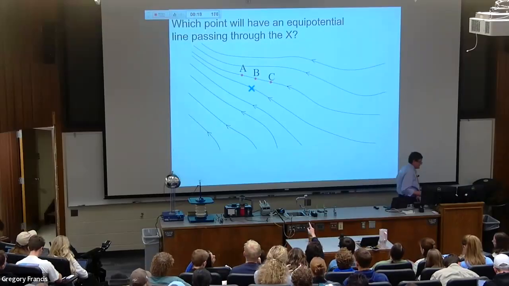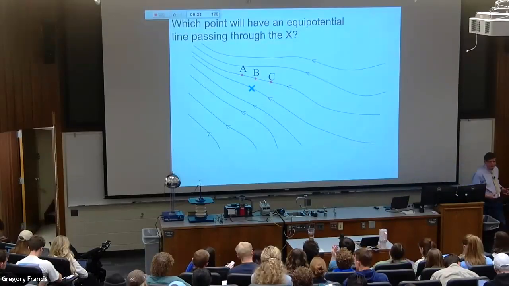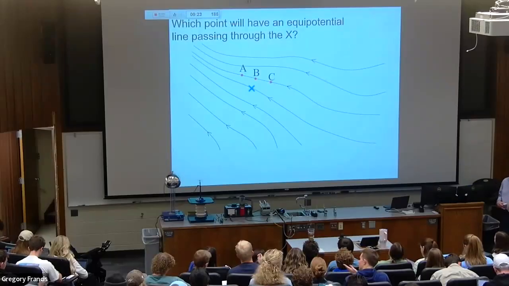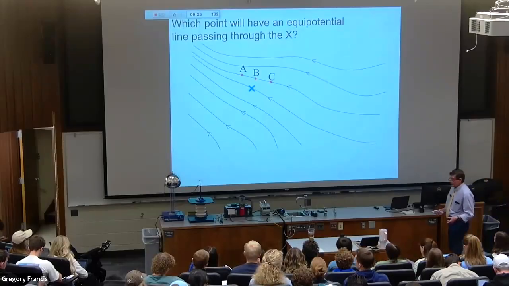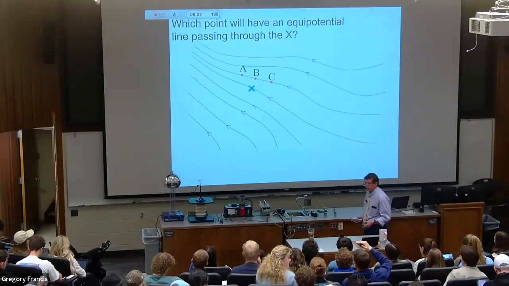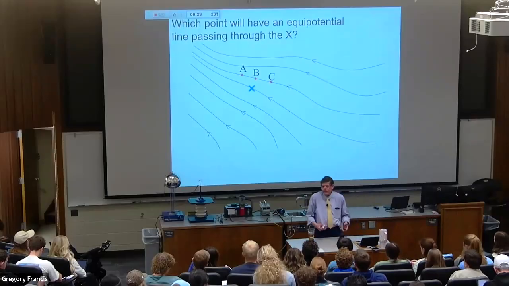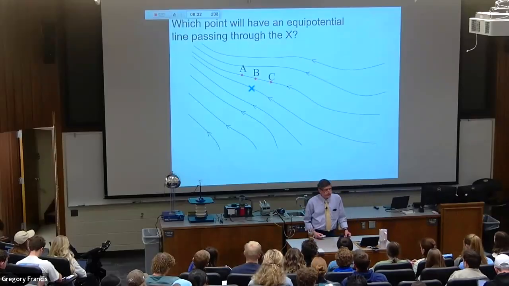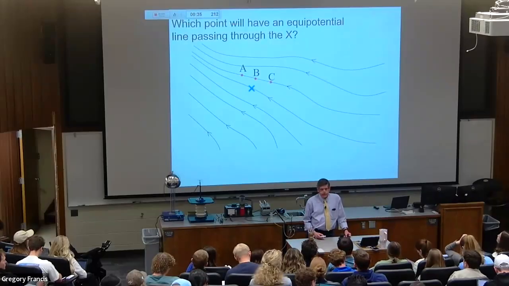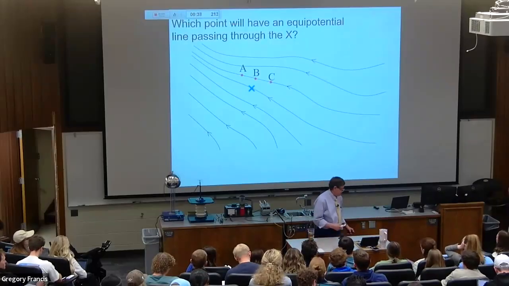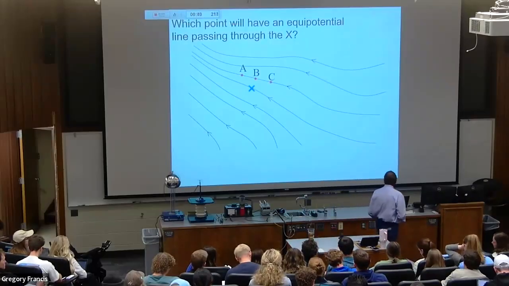I put this slide in here just to show you that the simple equipotential lines and surfaces between plates are not the only equipotential surfaces or lines. We can have more complicated electric fields and still define our equipotential lines.